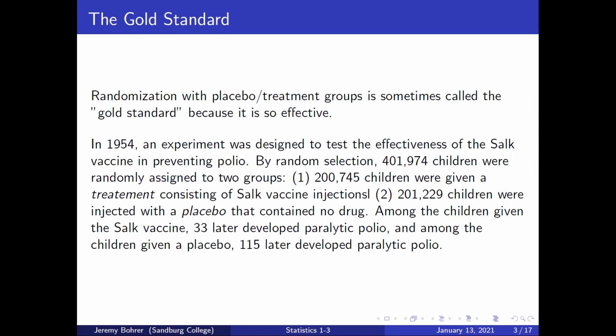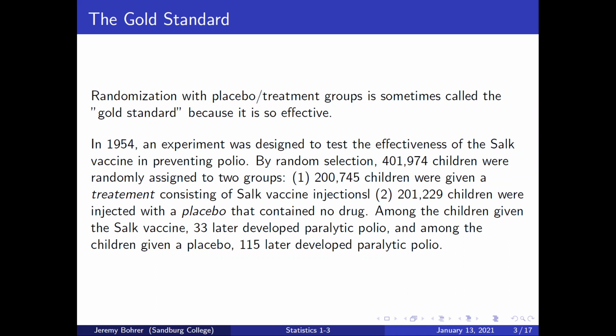In 1954, an experiment was designed to test the effectiveness of the Salk vaccine in preventing polio. By random selection, 401,974 children were randomly assigned to two groups. The first group was 200,745 children who were given a treatment consisting of Salk vaccine injections. The second group was 201,229 children who were injected with a placebo that contained no drug.